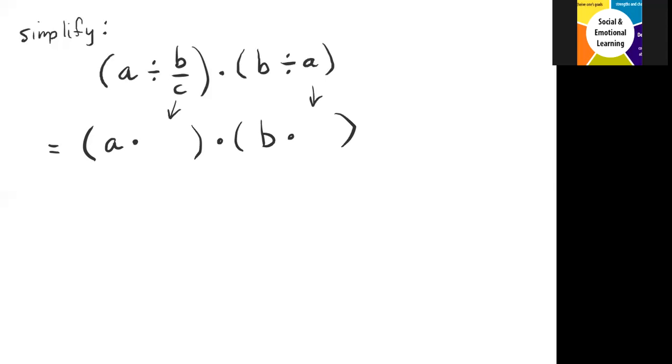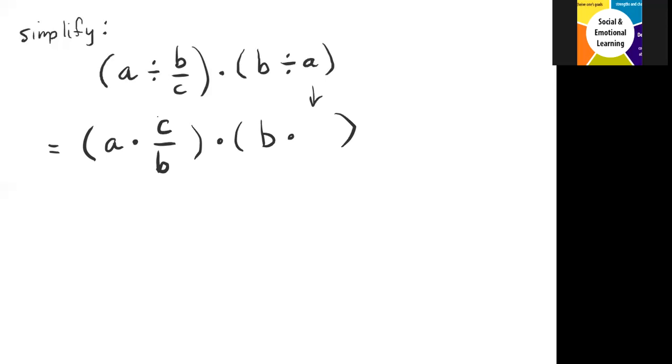Right? We need to take the reciprocal. So what is the reciprocal of B over C? C over B. Yeah, it's just flipped. So I get C over B here.